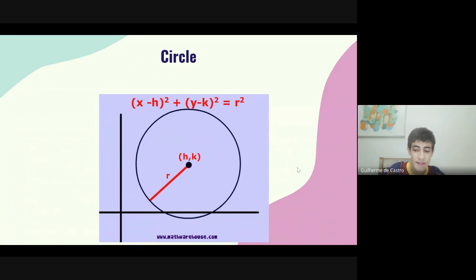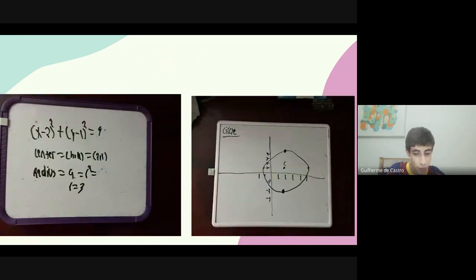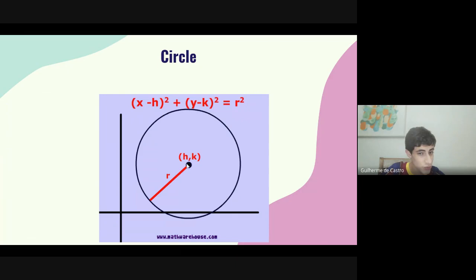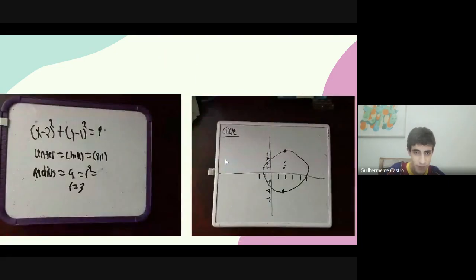So now if we're getting into a circle, once again you have your x squared and your y squared, and now you have your radius squared. That changes. The difference is now you're always going to have your center opposite of h, opposite of k. But now for your r squared, you take the square root of r squared, which will be your radius, and you just add that value upwards, downwards, left, and right. And that's how you would do it.